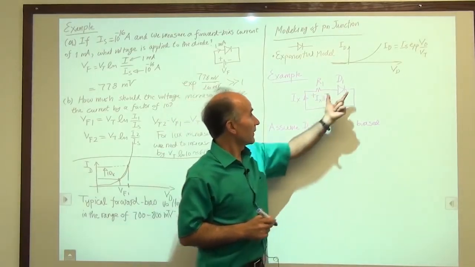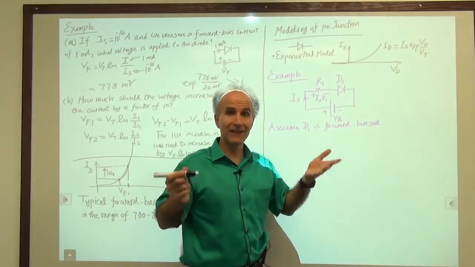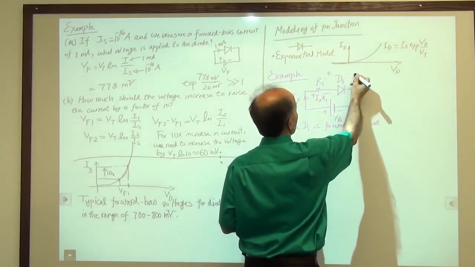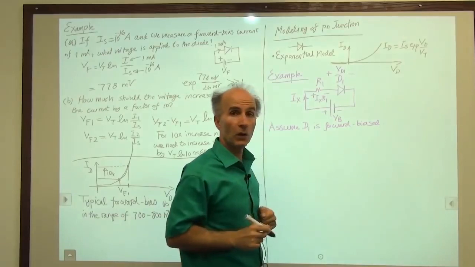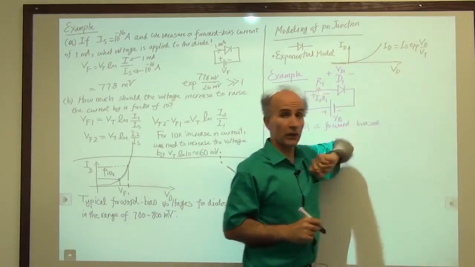Okay, how about this voltage? The voltage from here to here? Well, we don't know how much it is. We'll just call it VD1. So the voltage from here to here will be called VD1. All we know is that VD1 and Ix are related by this equation.